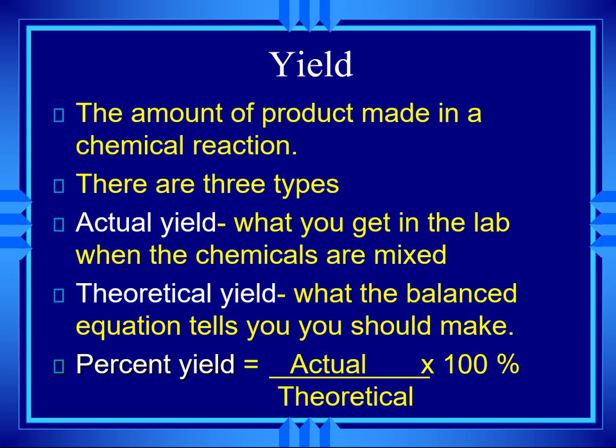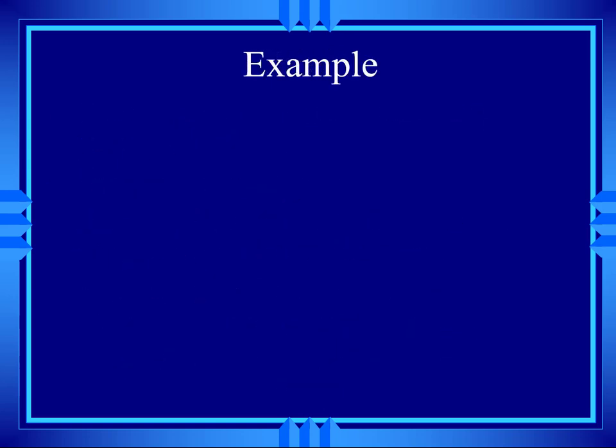So on a textbook assignment, they're going to have to talk about yield someplace in there. And you just have to figure out whether they're talking about what they measured or what the balanced equation says. Normally they don't have to tell you what the balanced equation says you're going to make.